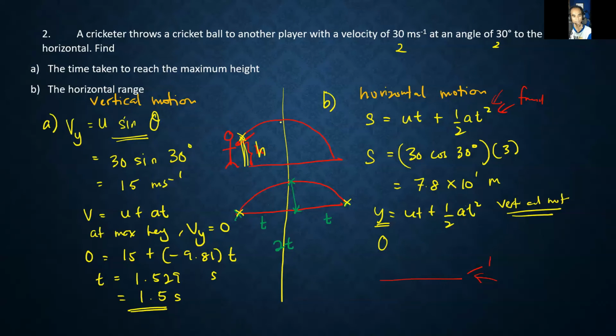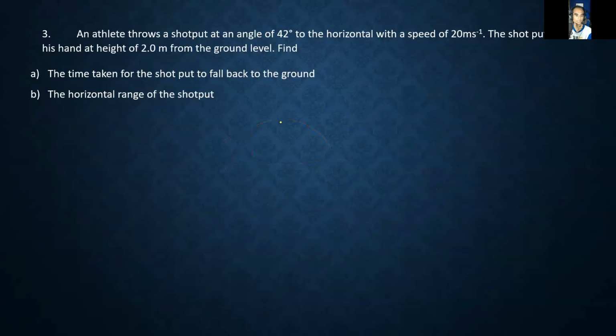Okay, so next question. It throws a shot put. You know what a shot put is? The one you play with the steel ball, a very heavy ball that you throw in the field. You put the steel ball near your neck, and then you throw it. This is called a shot put.